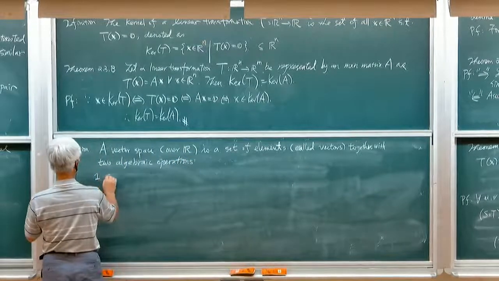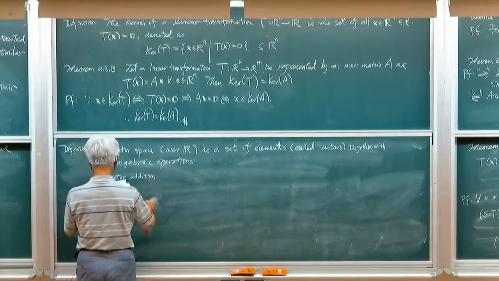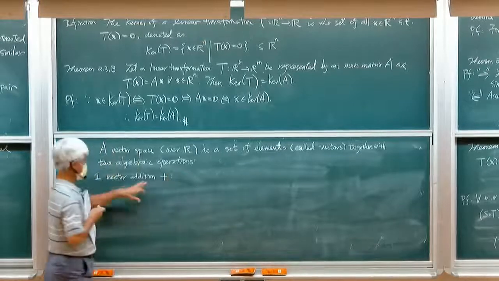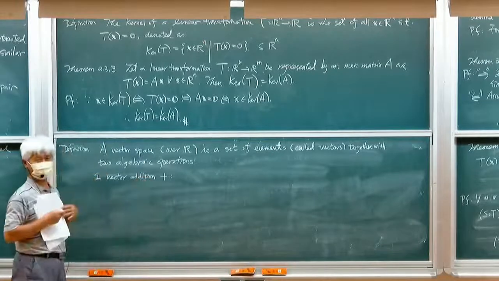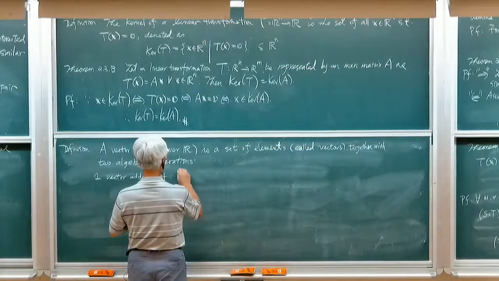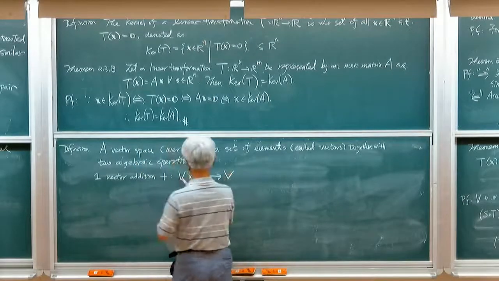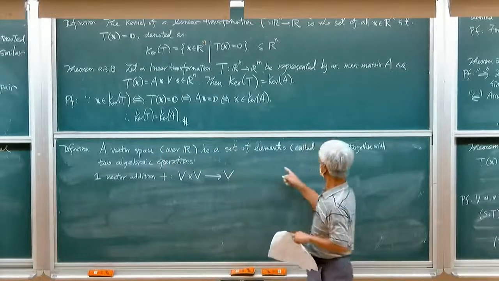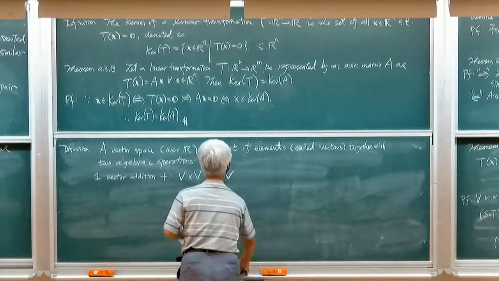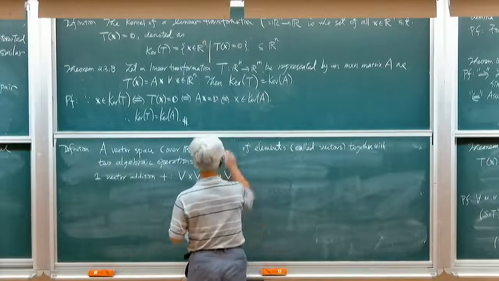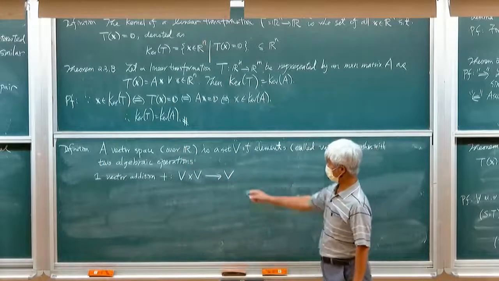One is called vector addition. Okay, all right. So it's an operation called plus, addition. And the addition is actually a mapping from the Cartesian product of the set V with V. I forgot to put V. Okay. So it's a vector addition.